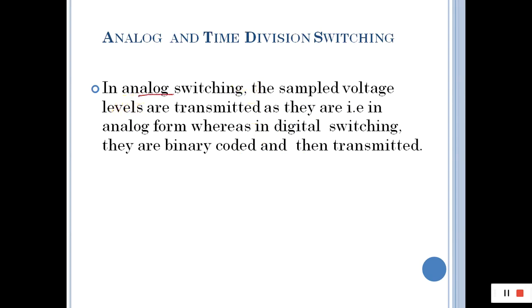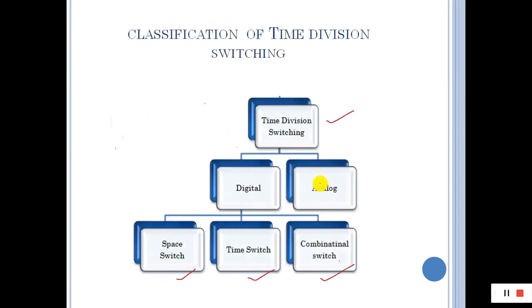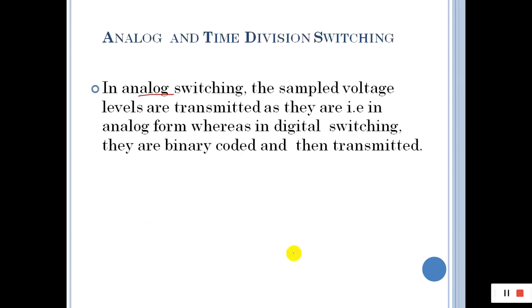In analog switching, the sample voltage levels are transmitted as they are, that is in analog form. Whereas in digital switching, they are binary coded and then transmitted. So in analog, the sample values are analog in nature, and in digital switching, they are in fact binary coded, and after that they are transmitted. So it was about the classification of digital and analog. Now further, digital switching is categorized into space, time, and combination of both.